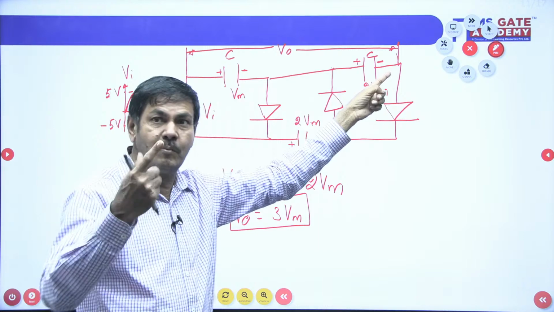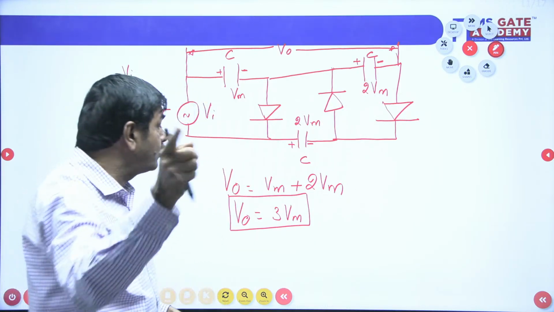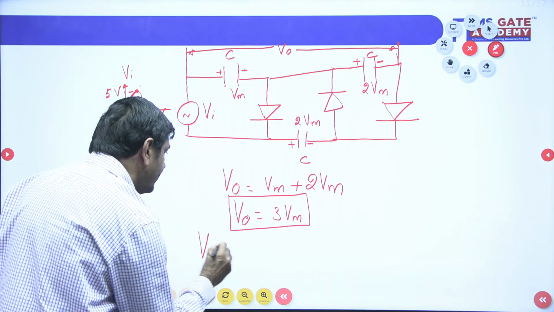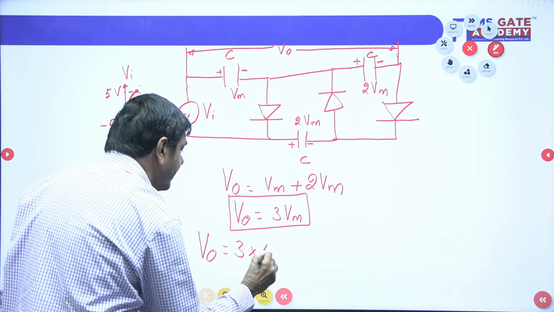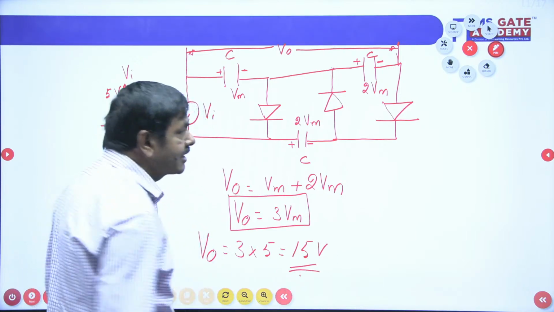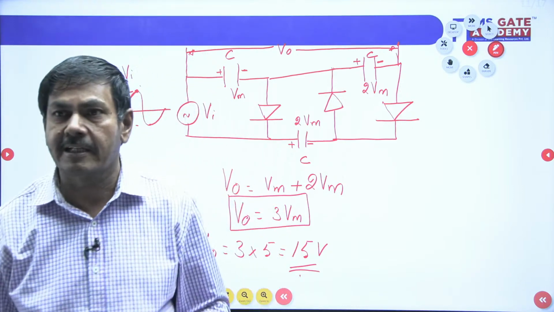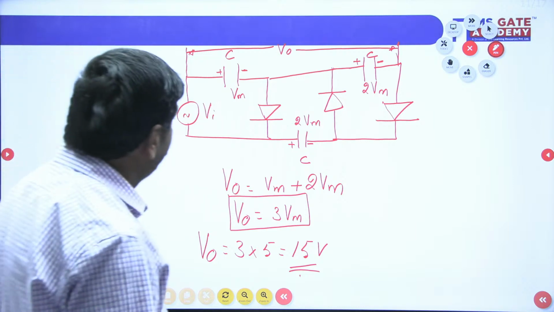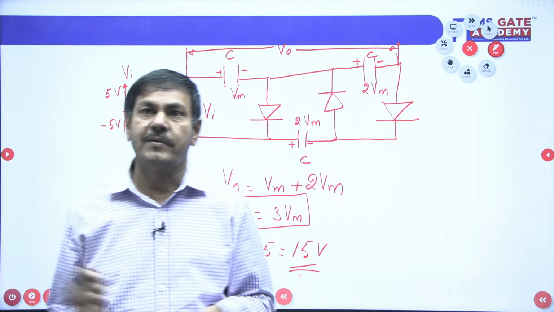Summation is possible for more, but the voltage across a single capacitor will not increase more than 2 Vm, as I said. So finally, what V naught can I get from this circuit? 3 into Vm. Maximum voltage is 5, so 3 into 5, I will get 15 volts from this network. In such a way, in GATE questions, whatever the number of diodes and capacitors given, you can do it by the same process and get the output voltage. I hope you followed. This is the clamping process only.